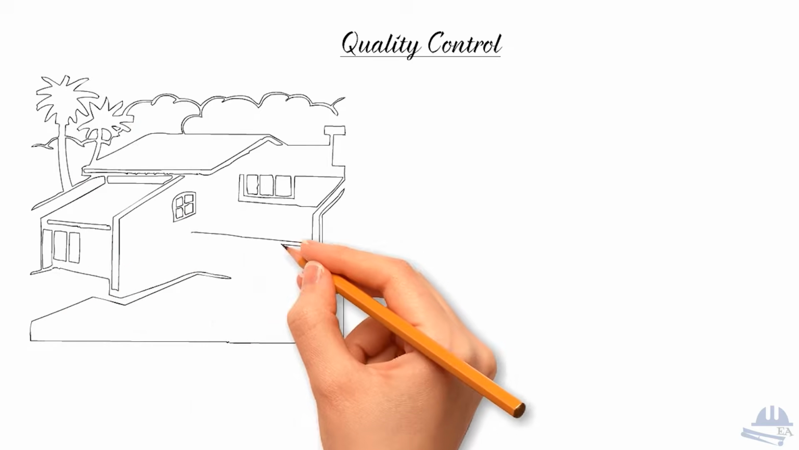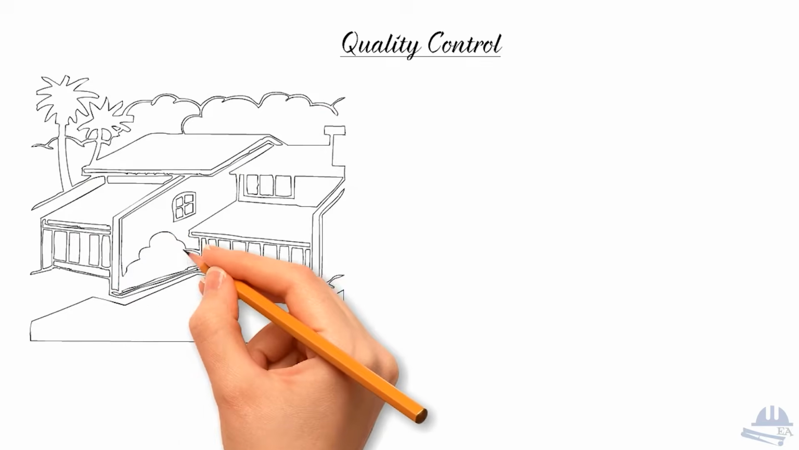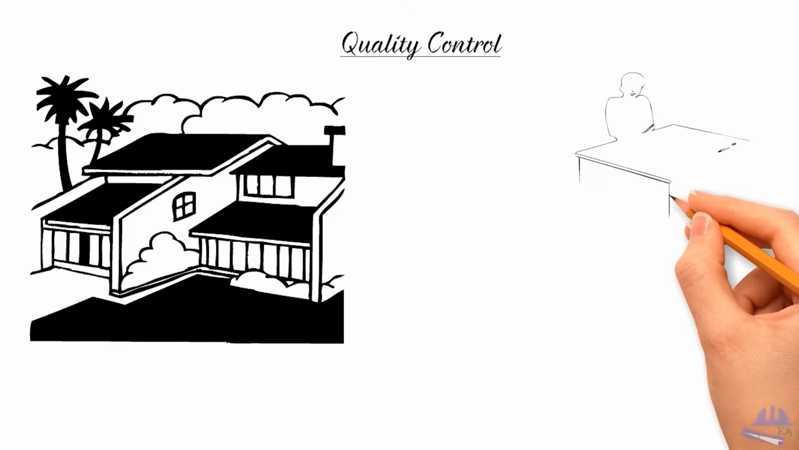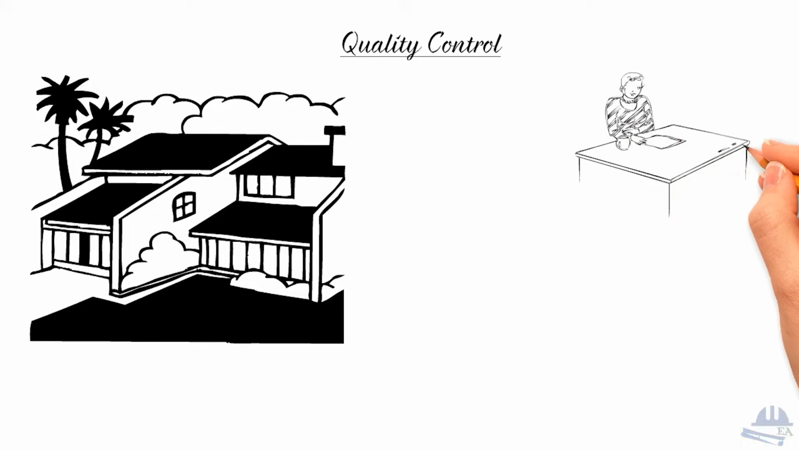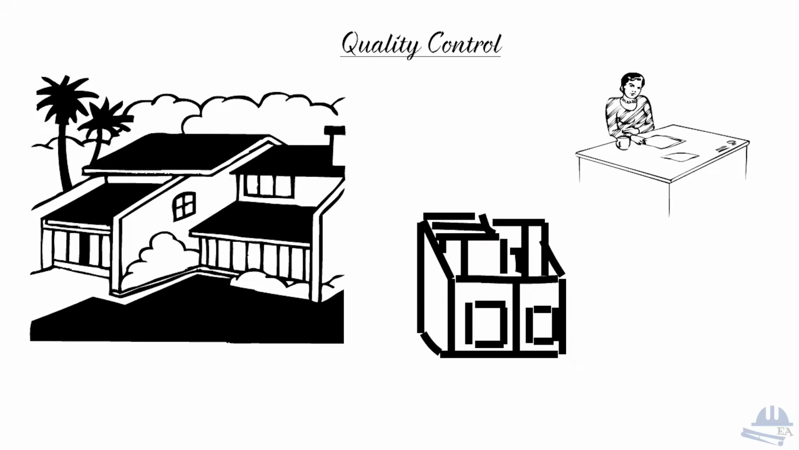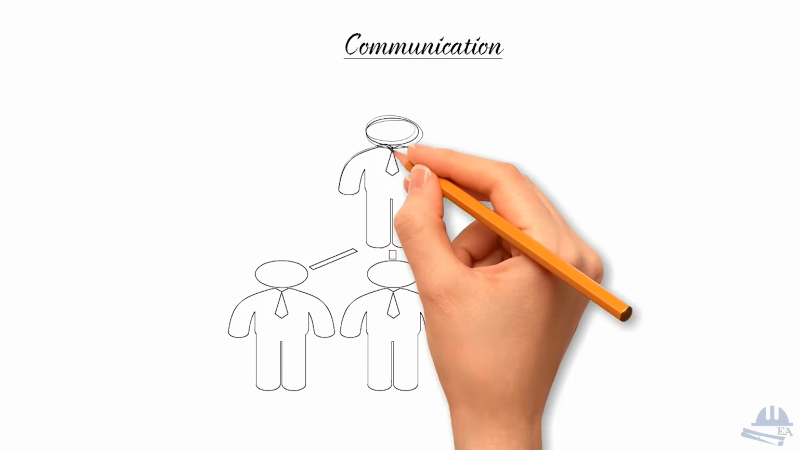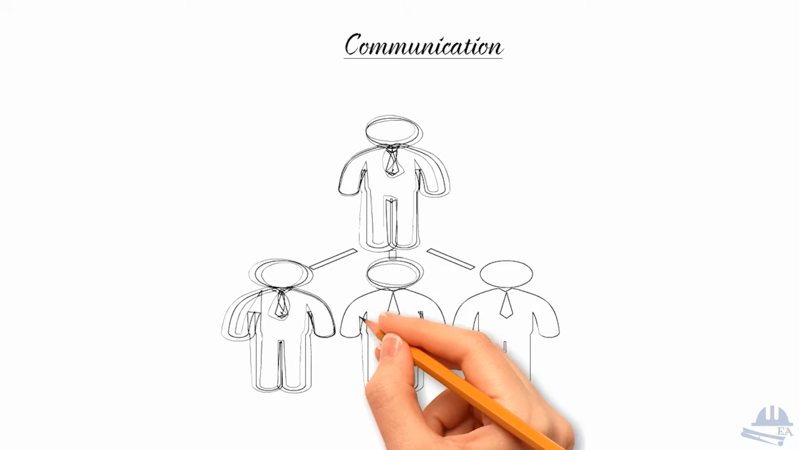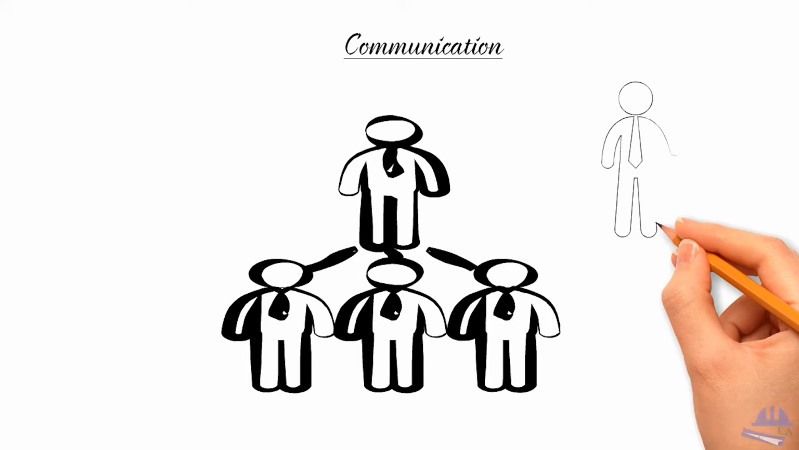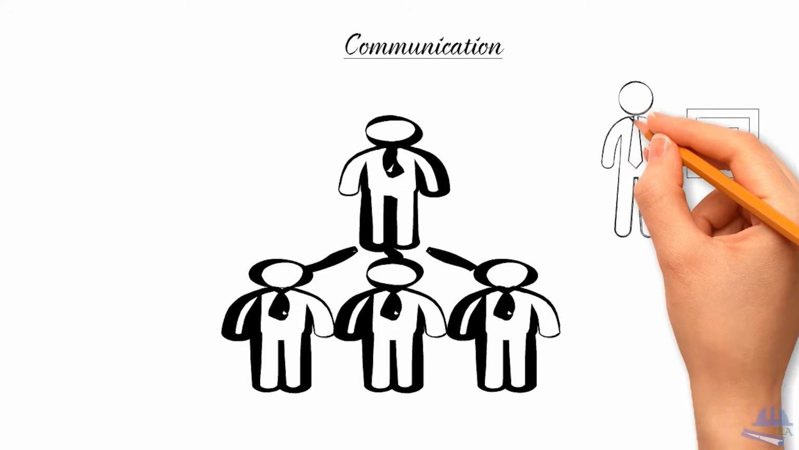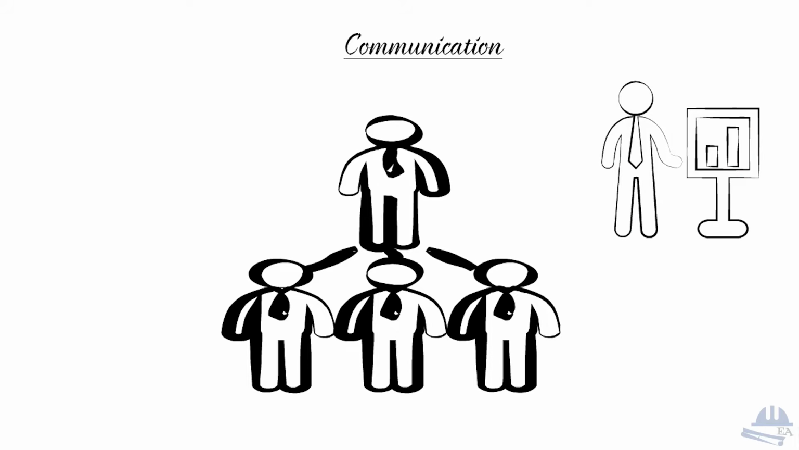Quality control. Ensuring that the construction project meets the desired quality standards is a key aspect of project management. This involves setting quality benchmarks and regularly reviewing progress to maintain high standards and comply with building codes and regulations. Communication. Effective communication is vital for project success. Project management establishes clear communication channels among team members, stakeholders, and clients, ensuring everyone is on the same page and any issues are addressed promptly.